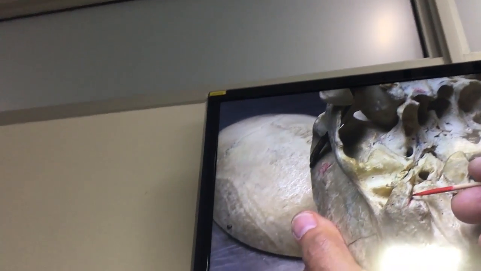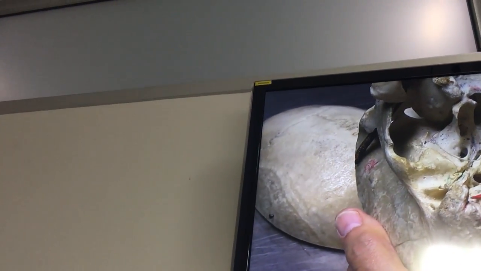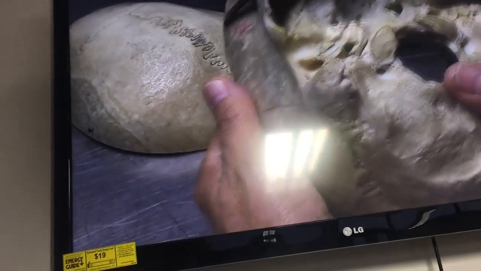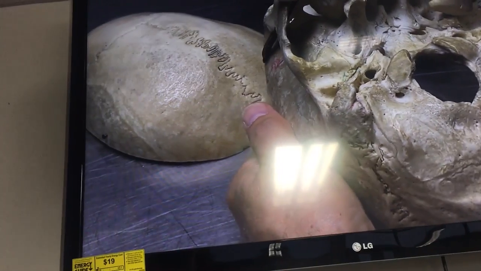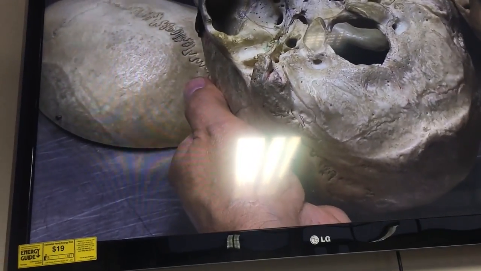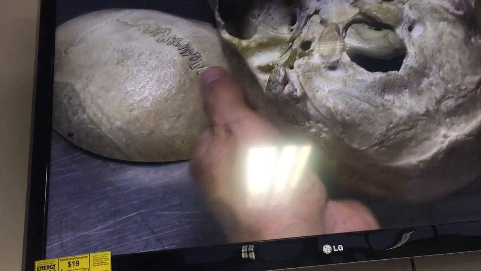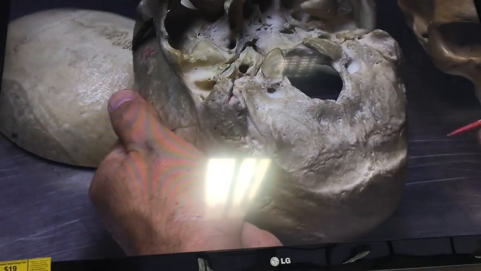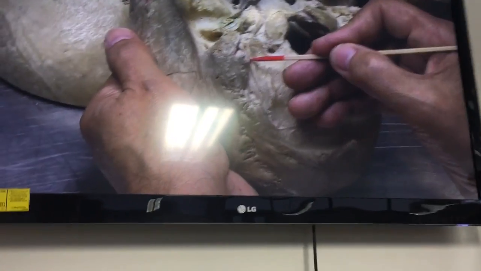Mastoid incisure, also called the digastric notch. There's another notch here, and that's for the occipital artery. The occipital artery comes through here.